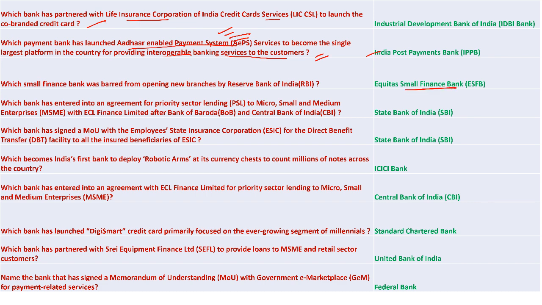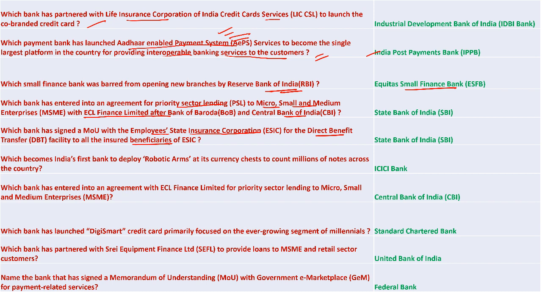Equitas Small Finance Bank, yeah, was barred from opening new branches by Reserve Bank of India. State Bank has entered into an agreement for priority sector lending to micro, small and medium enterprises with ECL Finance Limited after Bank of Baroda and Central Bank of India. Now, which bank has signed an MOU? State Bank has signed an MOU with Employees State Insurance Corporation for direct benefit transfer facility to all insured beneficiaries of ESIC.